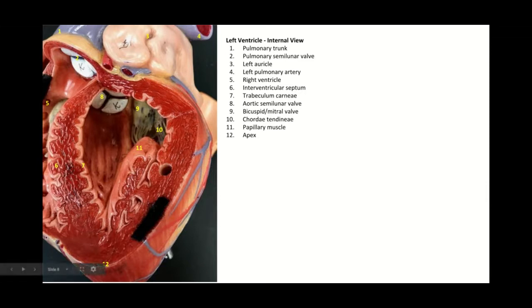But the right side of our heart only sends blood to the lungs, and our lungs are located at the same level as our heart. So it doesn't need that much muscle for sending blood. On the left side, you can see number 8, which is the valve at the opening of our aorta. We call it the aortic semilunar valve. Here you can see number 2, which is the pulmonary semilunar valve, and number 1 is the pulmonary trunk.